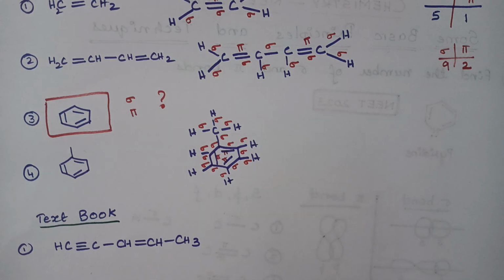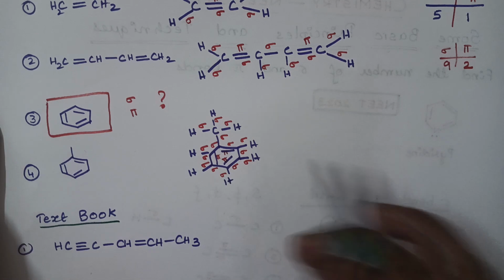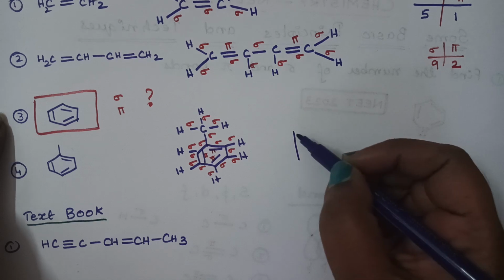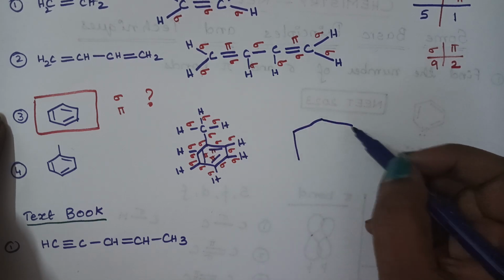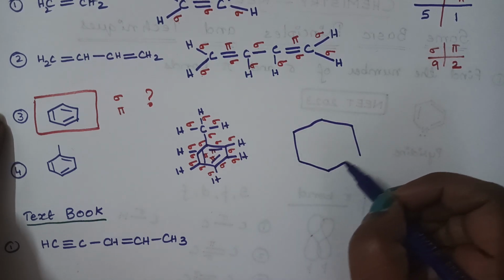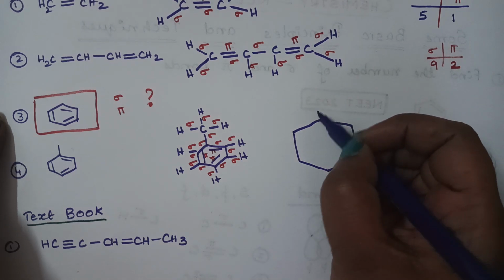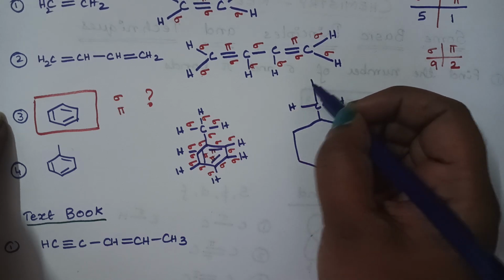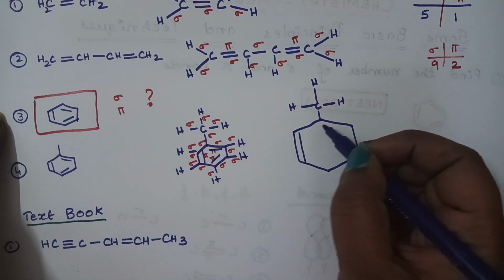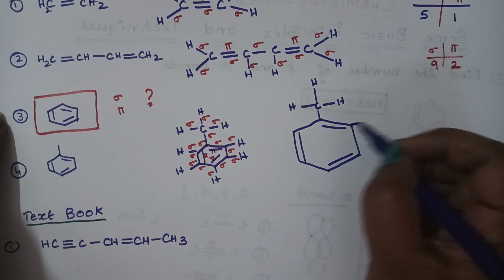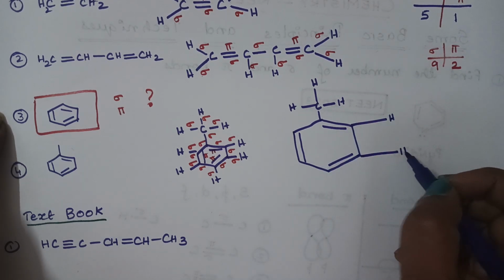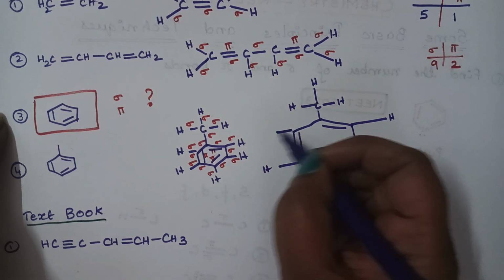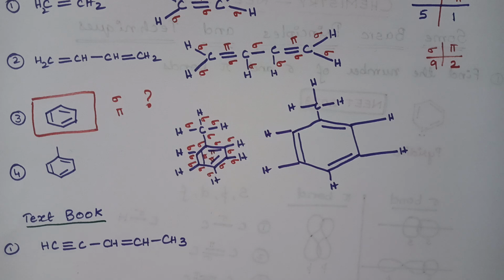Let me write this structure a little bit bigger so that it will be easy for you to understand. The same structure I'll write a little bit bigger so that you do not get confused. Carbon, hydrogen, hydrogen, hydrogen, and here the double bond. So here hydrogen, hydrogen and hydrogen, correct?